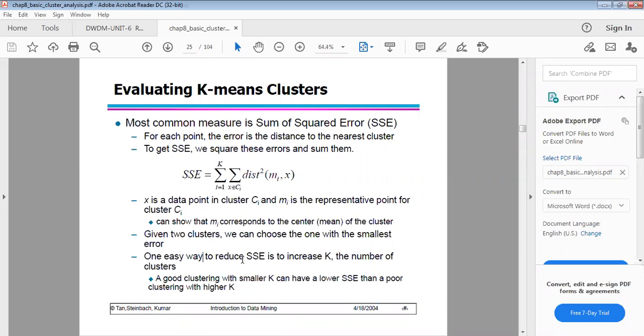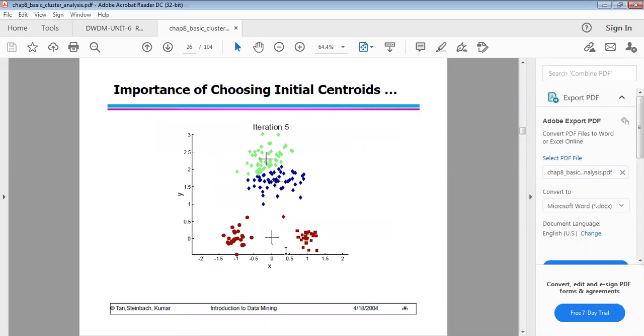x is the data point of the cluster C of i, and m of i is the representative point for the cluster C of i. You can show that m of i corresponds to the center of the cluster. So this is evaluating the k-means clusters.